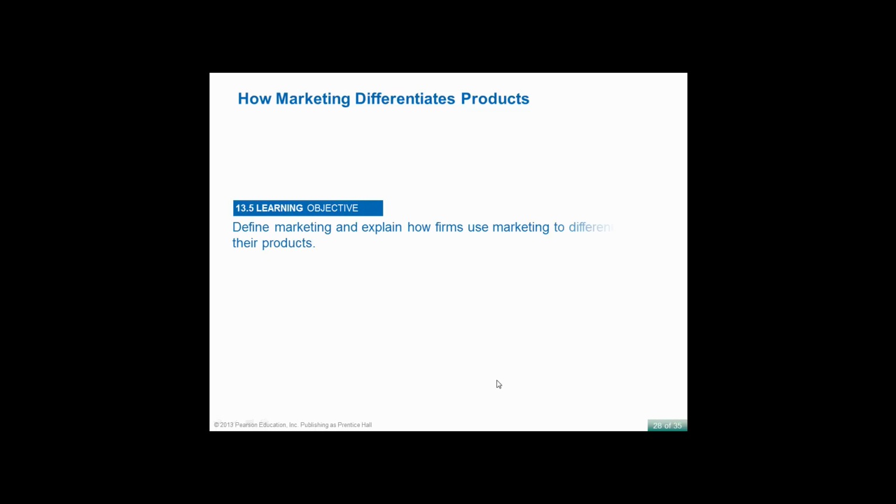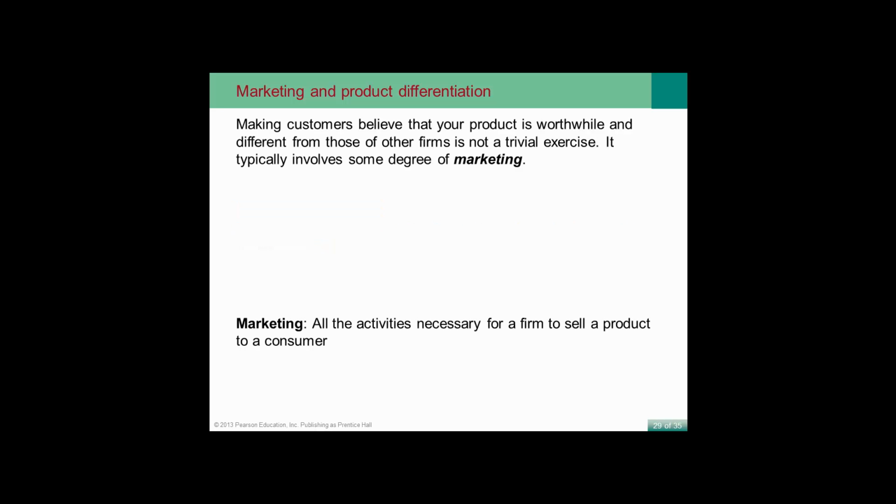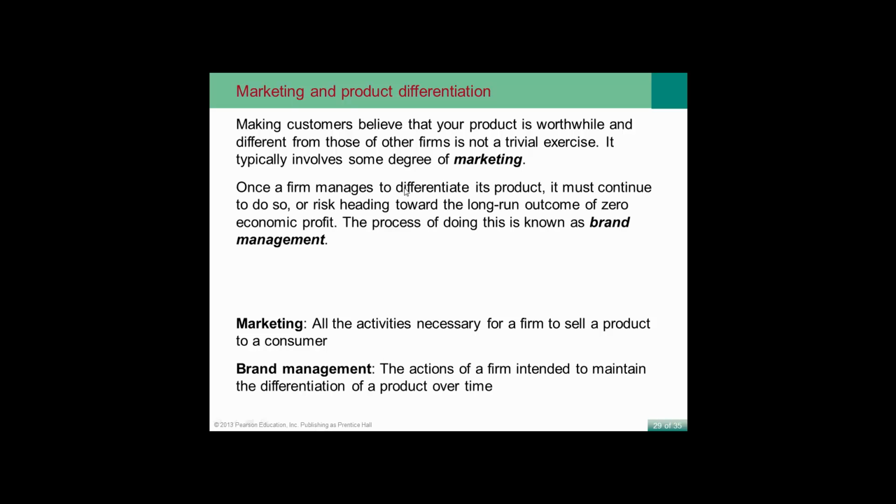Define marketing and how it is used to differentiate products. Making customers believe that your product is worthwhile and different from other firms is not a trivial exercise. It typically involves some degree of marketing. Marketing is, by definition for economics, all the necessary activities for a firm to sell a product to a consumer. Once a firm manages to differentiate its product, it must continue to do so or risk heading towards long-run economic zero profit. The process is called brand management.